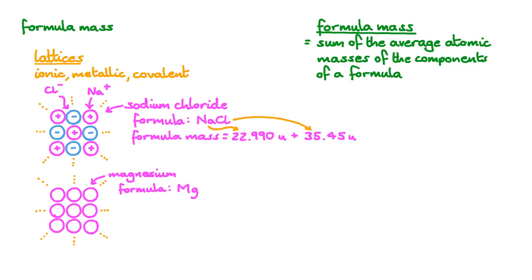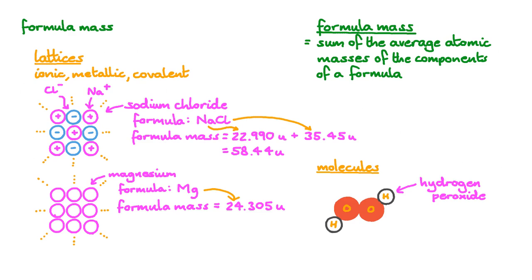To work out the formula mass for sodium chloride, we simply take the average atomic mass of sodium and add it to that of chlorine, giving us 58.44 unified atomic mass units. For magnesium, the formula mass is exactly the same as the average atomic mass of magnesium. For molecules, the chemical formula can be different to the empirical formula.